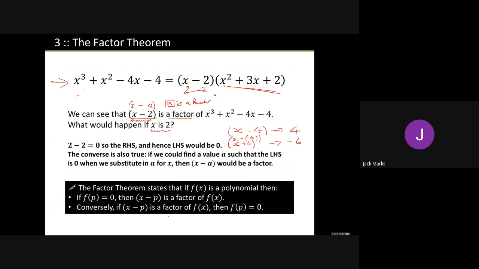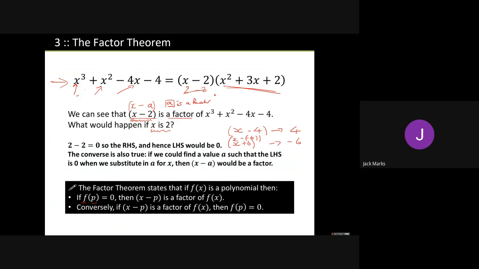More formally, it's sort of written below, okay? So they use p here and f of p. F of p means you substitute in the number, doesn't it? In other words, you make all of the x's that value. Yeah? You should get 0. And it works both ways around.